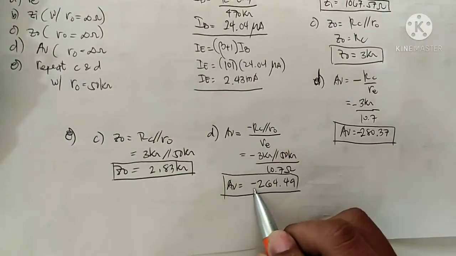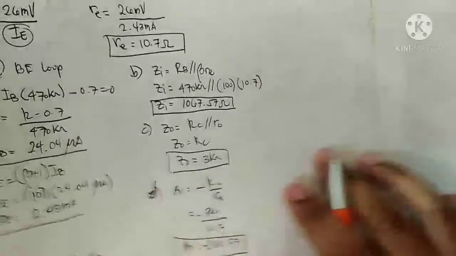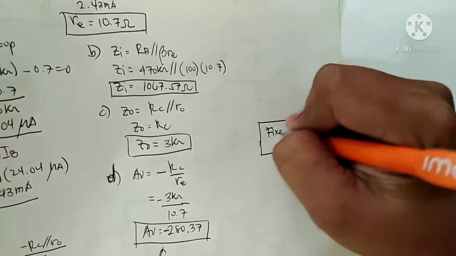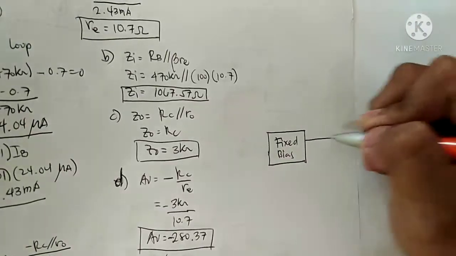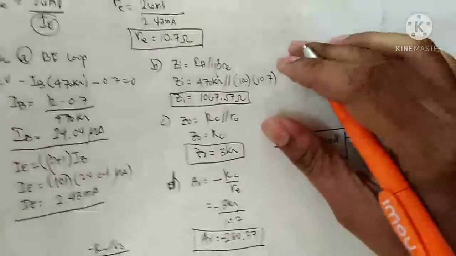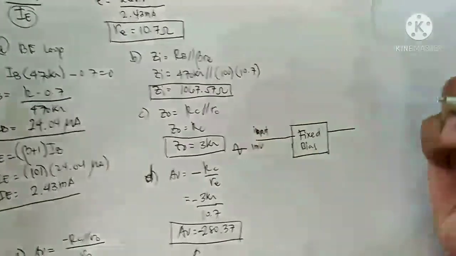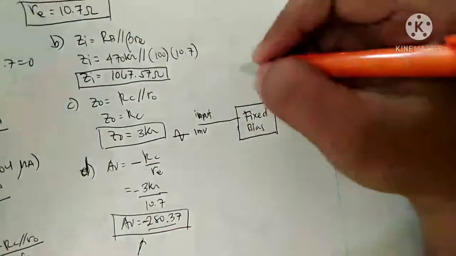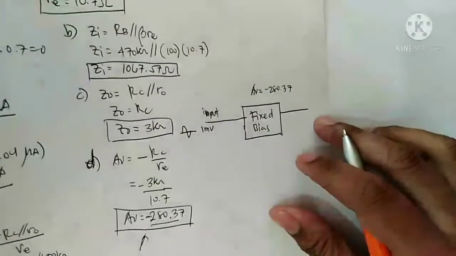So let's talk about this negative sign and what voltage gain is. If you have an amplifier, say a fixed bias amplifier, you have the output and this is the input. If you have an input of 1 millivolt AC, what would be the output if your gain is about, let's use 280, so the voltage gain is negative 280.37.